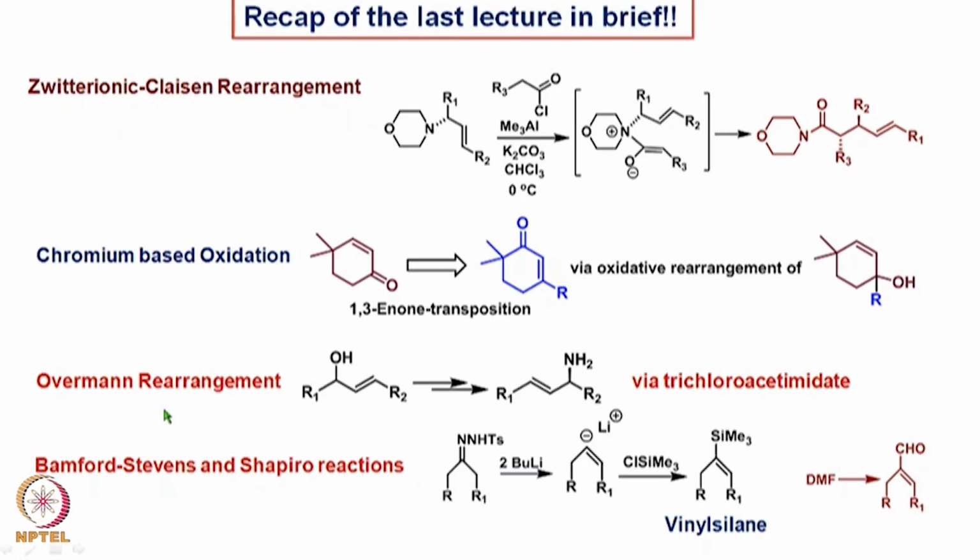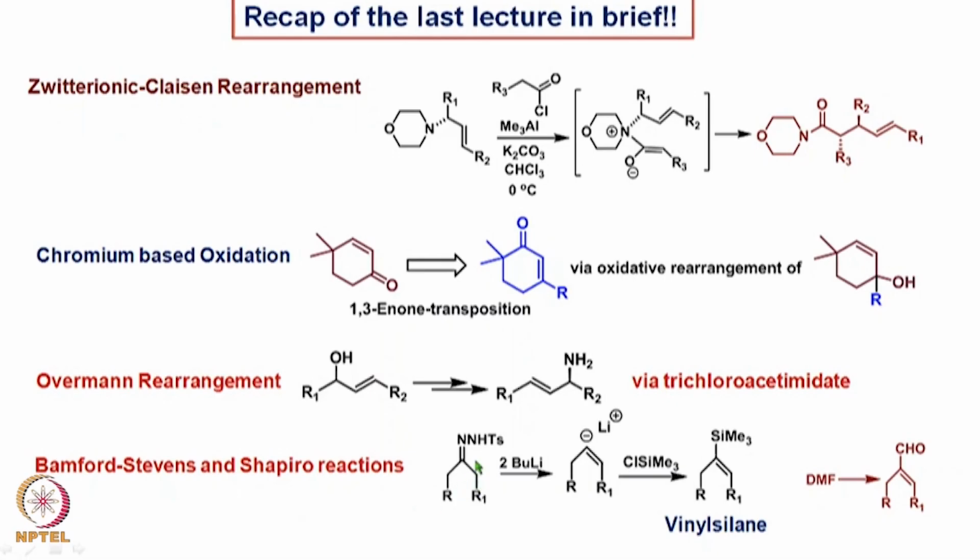Also, we looked at the Overman rearrangement, where conversion of allyl alcohol to the corresponding allyl amine via a transposition of the double bond was seen, and it proceeded via trichloroacetimidate. Finally, we looked at the Bamford-Stevens reactions and Shapiro reactions.